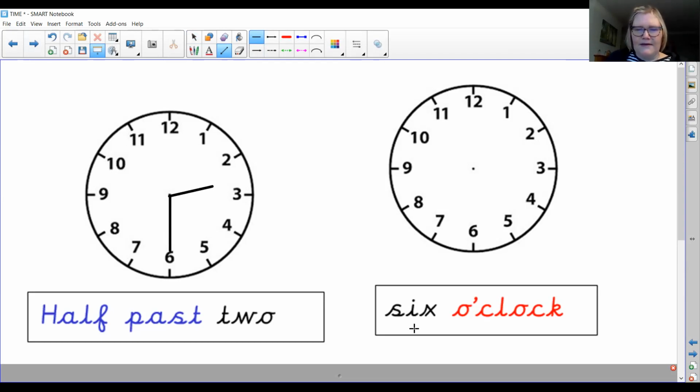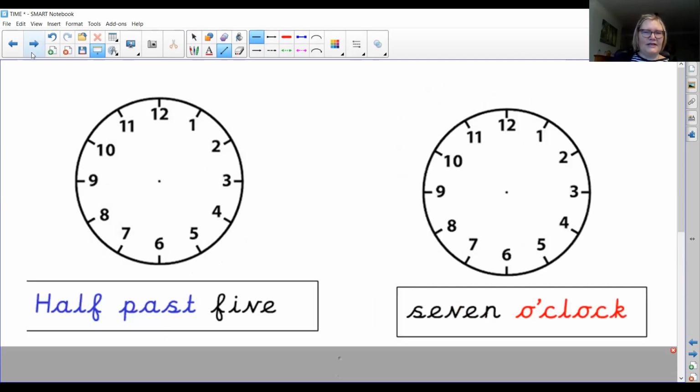Okay. 6 o'clock. So this time, the minute hand is pointing to 12, and the hour hand has got to point to the 6 like that. Okay. Let's do this one.